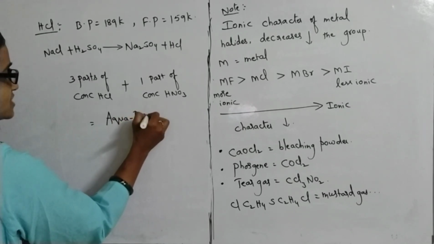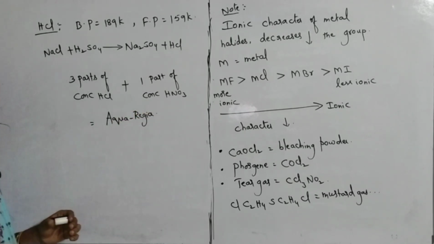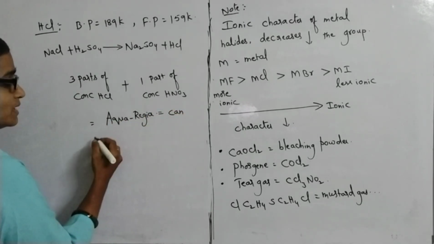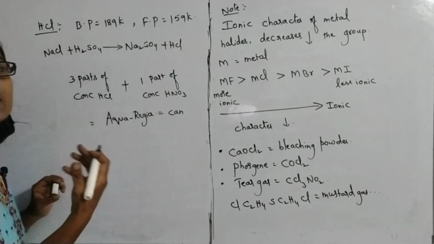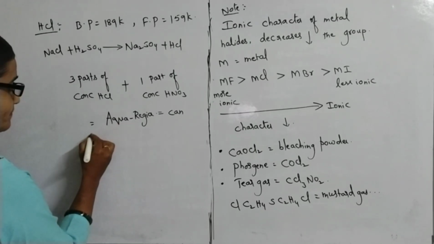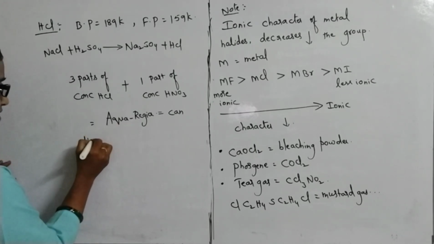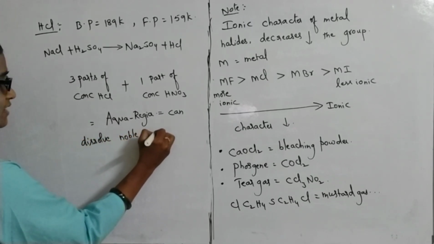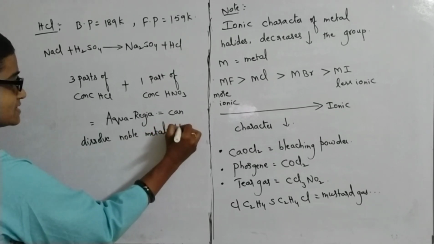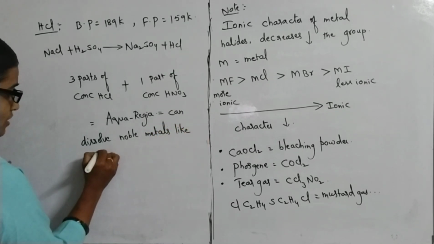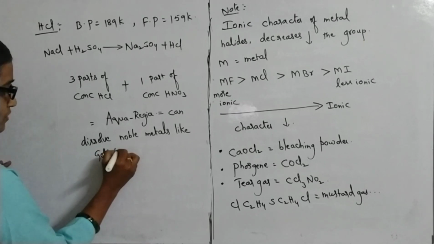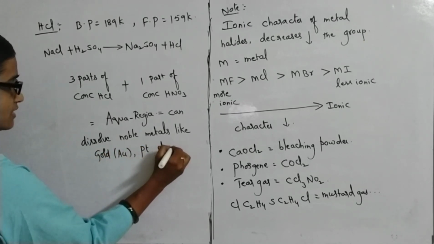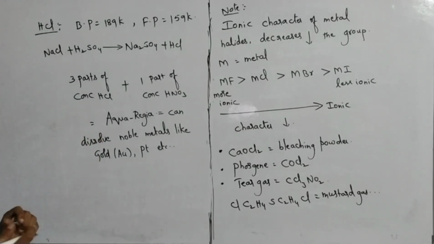Aqua regia. This mixture is called what? Aqua regia. This mixture can dissolve noble metals like gold (Au) and platinum. Mercury can also be dissolved in aqua regia.